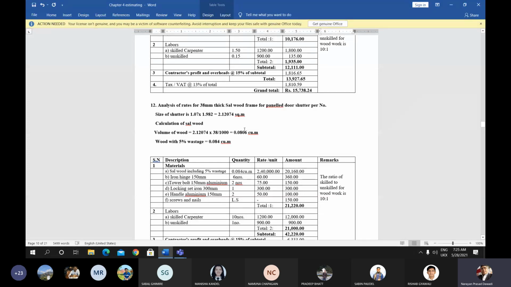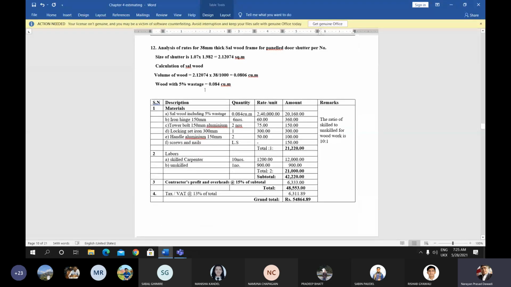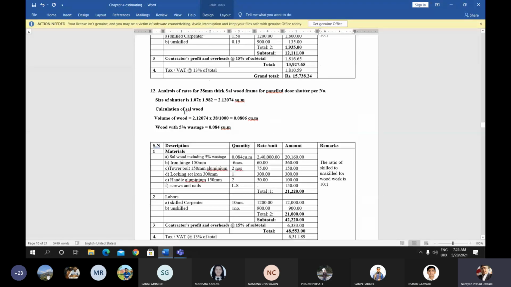Now, the material is calculated here. Now, the rate analysis is done. Analysis of rate for 38 thick solid frame for panel door. You can use per number.